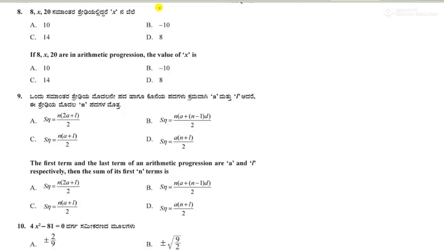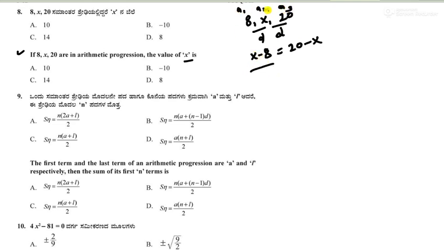Yes. So this is our question number 8. What have they given? If 8, x, 20 are in AP, the value of x is, yeah, it is the same as the question number 7. So 8, x and 20 are in AP. So difference d over here and over here should be same. So here it is x minus 8 and here it will be 20 minus x, right? This is a1, a2, a3. So a2 minus a1 and a3 minus a2, both of them will give the difference, and difference is same. That's why we are equating together.